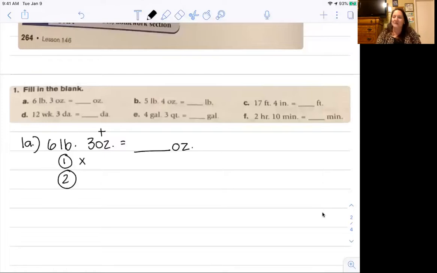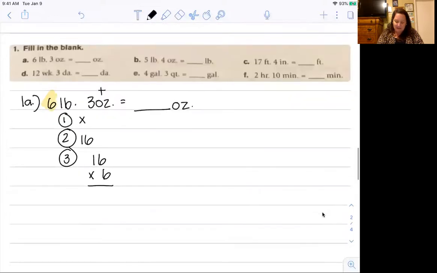Step number 2, how many ounces are in a pound? 16. Good. There's 16 ounces in a pound. So step 3 is we're going to multiply what we have, which is 6, by our magic number, which is 16. 16 times 6. 6 times 6 is 36. 1 times 6 is 6 plus 3 is 9. Now, don't forget, we want to add in those 3 ounces. Let's add those 3 ounces. Can't forget about those. So what is our final answer? 99. 6 pounds, 3 ounces is 99 ounces. That sounds like a lot, huh?